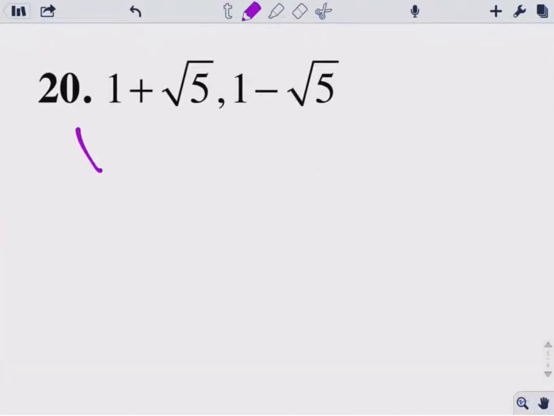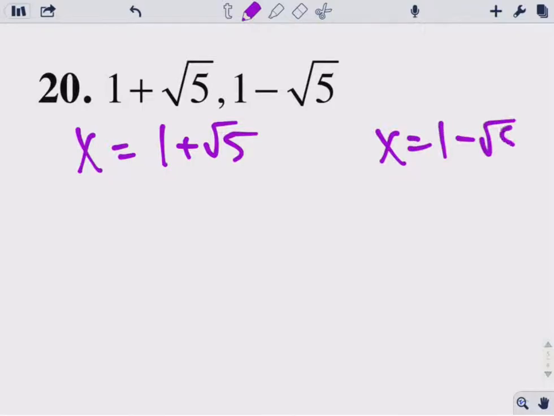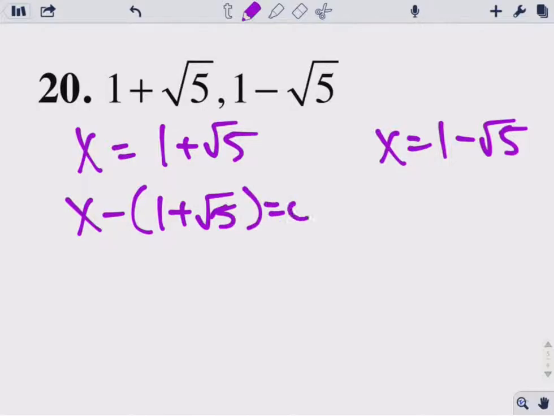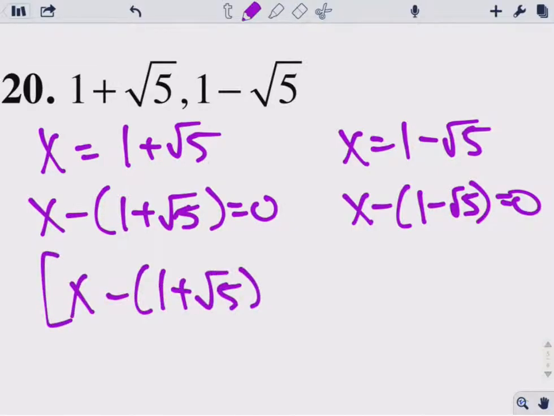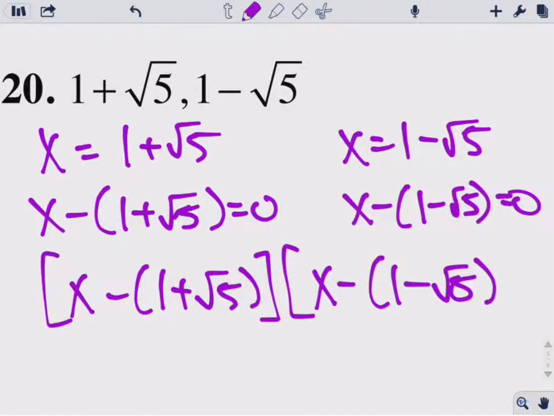Over here, start again. X is equal to 1 plus root 5. X is equal to 1 minus root 5. Okay, I like to bring these over as a quantity just because I can treat that fact later on when I'm foiling as a useful step. And so I get x minus 1 plus root 5 times x minus 1 minus root 5 equals 0.